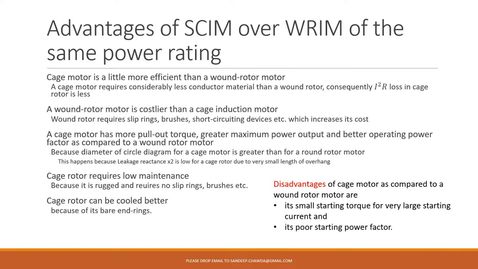Slip ring induction motor, because it consists of slip rings, it would be costly. Brushes are there, it would be costly. Short circuit devices are required. That's why it is going to increase its cost. SCIM is cheaper.